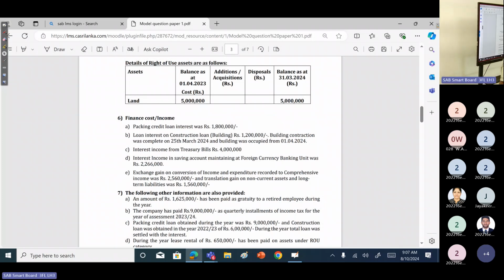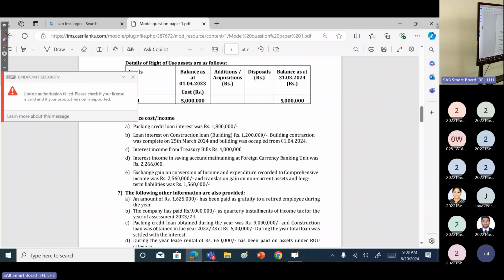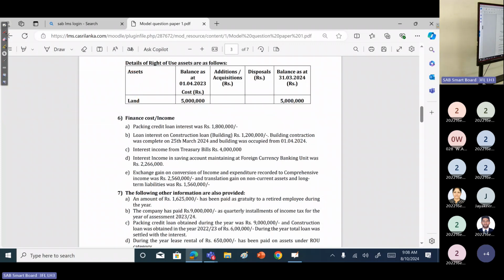So what does the section say? Section 12 says interest cost can be deductible if the borrowing is used in the business. Otherwise, if the borrowing is used to purchase an asset, it should be used during the production of income. So this building has not been used during the year. Our year of assessment is 23-24. They have not used it. Therefore, that particular interest cannot be deducted. Right? It is this one.